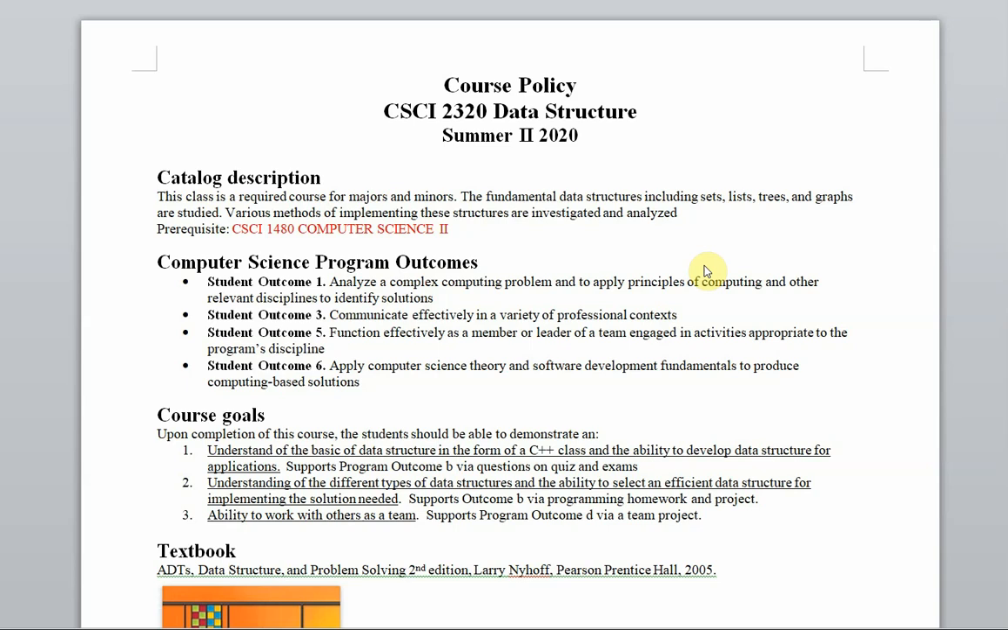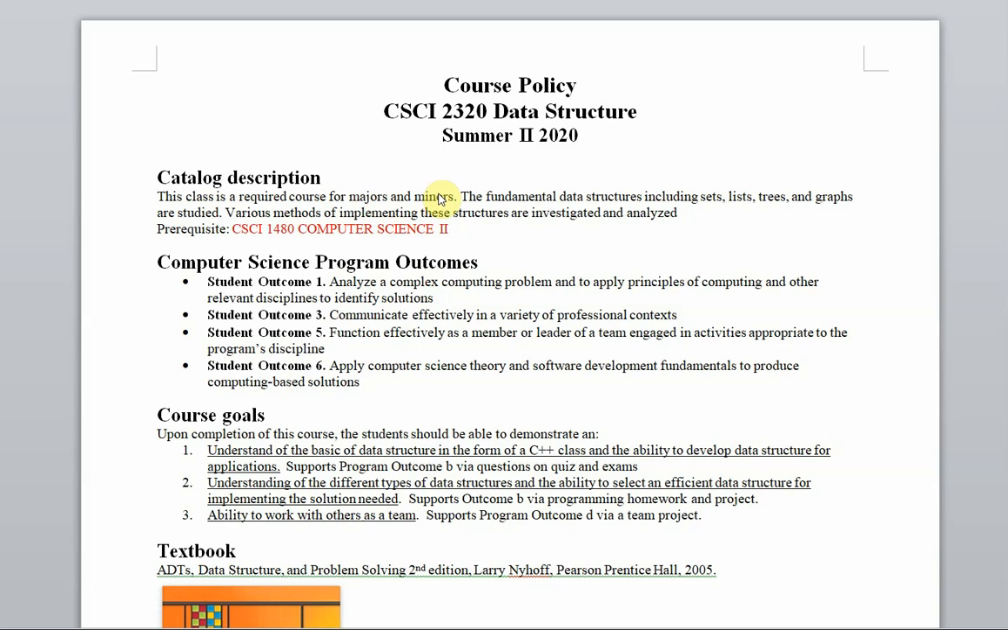So this class is a required course for both majors and minors. The fundamental data structures, including sets, lists, trees, and graph theory, are all going to be studied. Various methods of implementing these structures are investigated and analyzed, including recursion, and we will also talk about different problems regarding sorting.